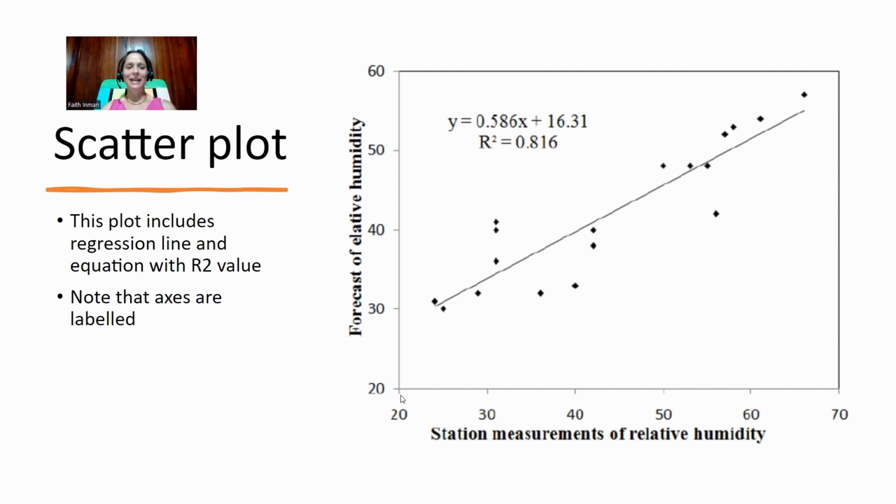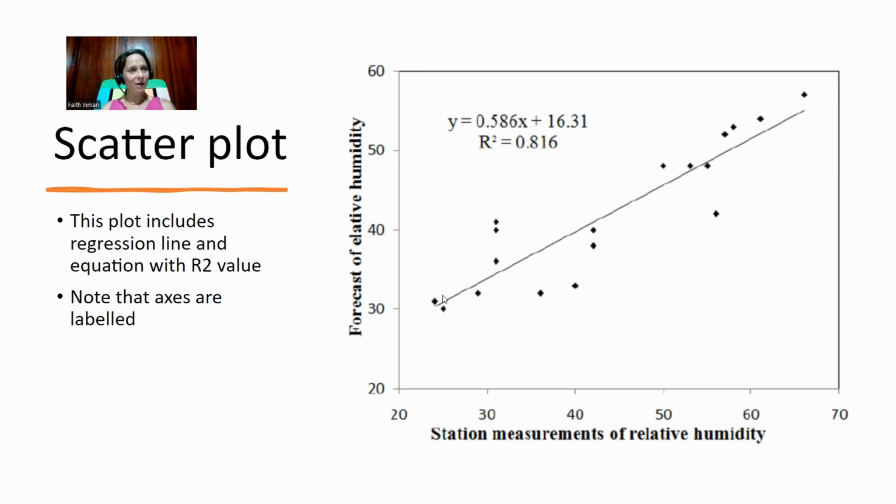You want to start by pointing out the x-axis and reading the label. Station measurements of relative humidity. Okay. And it ranges from 20 to 70. That's your x-axis. And then you have the forecast of relative humidity. I think they made a typo there. Relative humidity ranging from 20 to 60. So here we have the independent variable was the actual measurement, and the dependent variable was the forecast measurement, right?